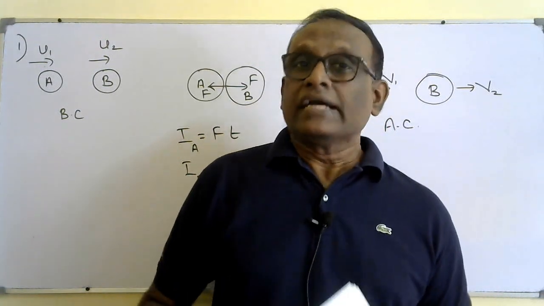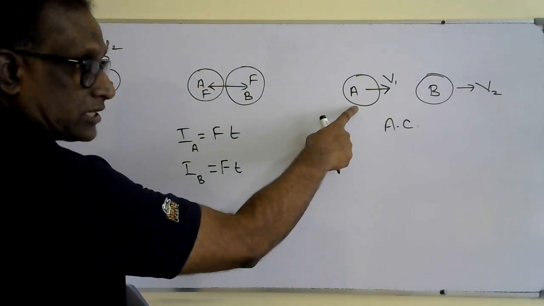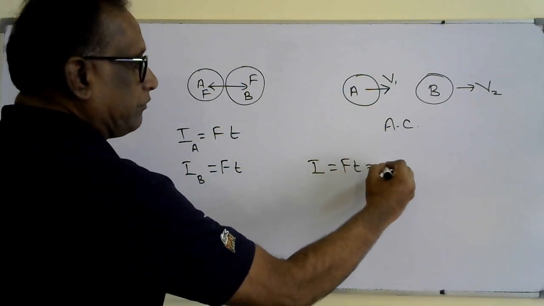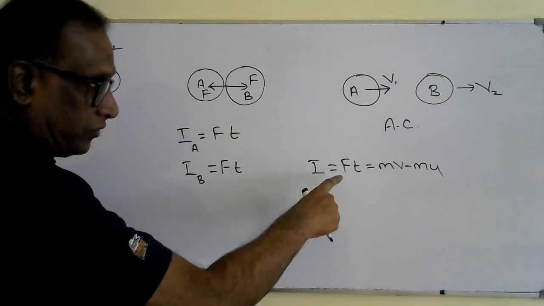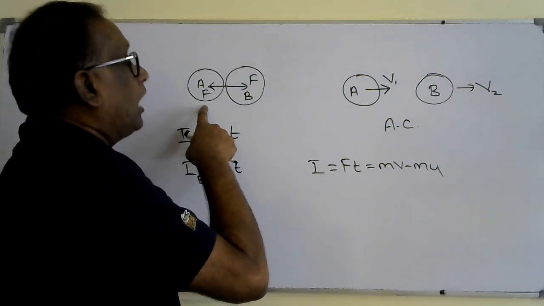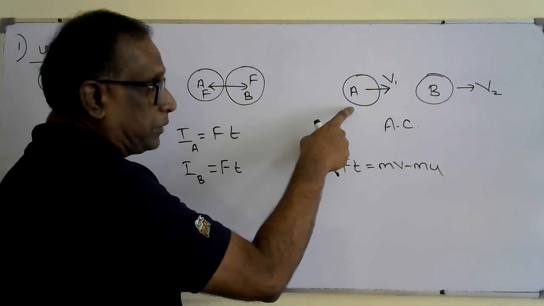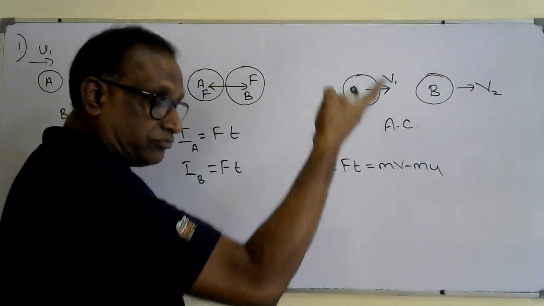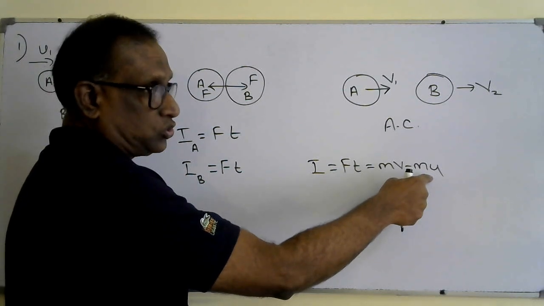Okay, what is the direction of impulse, or the direction of change in momentum, of A? It will be towards left, because I just now told you I equals Ft equals mv minus mu. So the direction of change in momentum of a particular object is always along the direction of the resultant force that changed the momentum. A is experiencing a force towards left. Therefore, the impulse on A is towards left, and the change in momentum of A is also towards left.